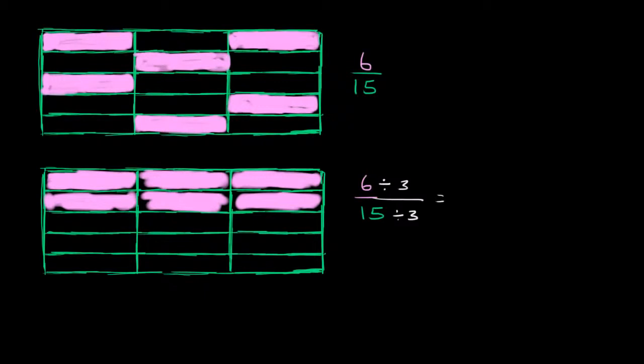We get 2 over 5. Now, how does this make sense? How does this make sense in the context of this diagram right here? Well, here we start off with 6 shaded in. You divide by 3, you have 2 shaded in. So what you're essentially saying, hey, let's group these into sections of 3. So let's say that this right over here is one section of 3.